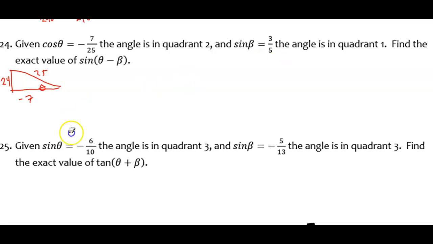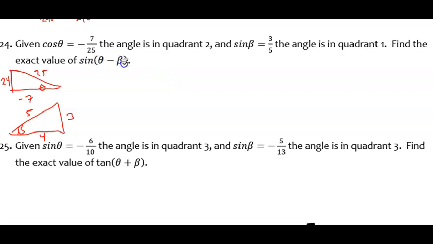So this is going to be a positive 24 because that's above the y-axis. Now this one is in quadrant 1 for beta, so everything's positive. Sine is opposite over hypotenuse, 3 over 5. This is going to be 4: 25 minus 9 is 16, and the square root of 16 is 4.